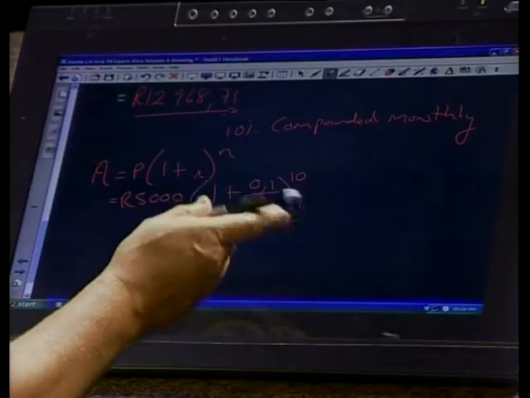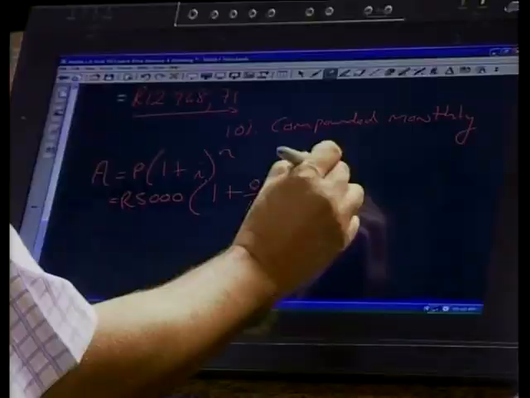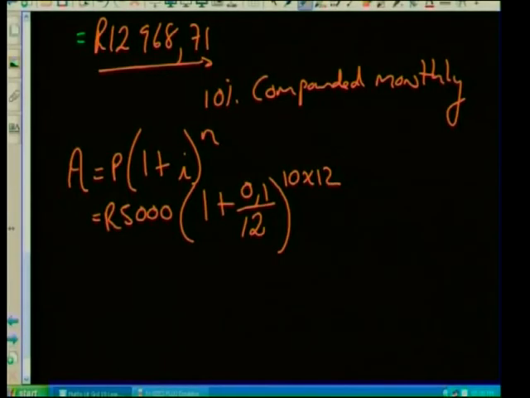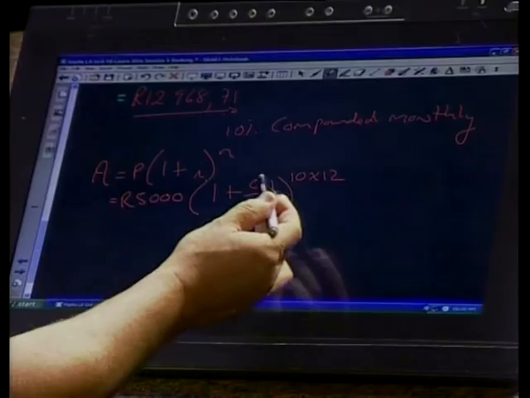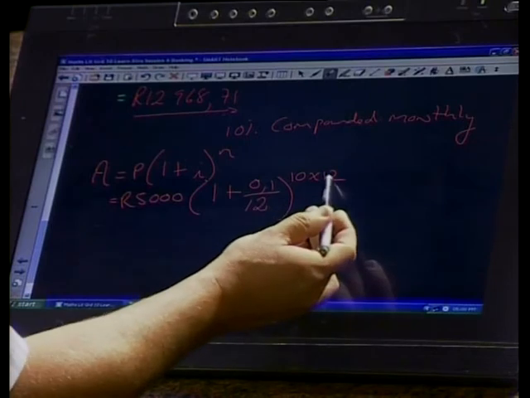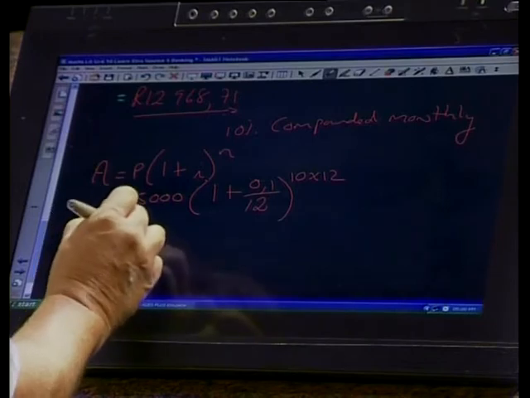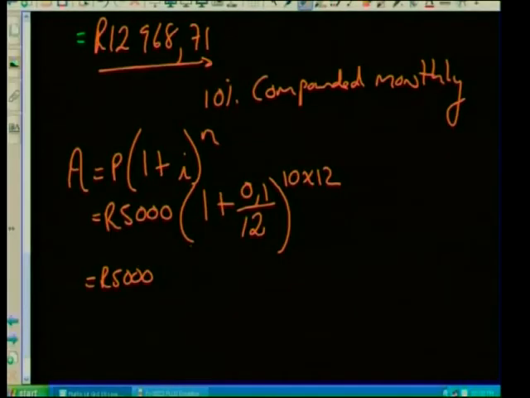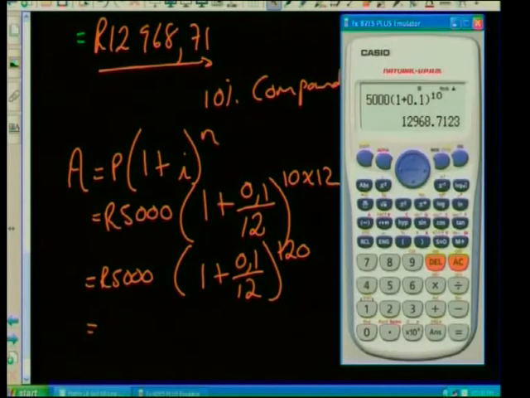Let's have a look here. So I'm doing it for 10 years, but every year I'm doing it 12 times. Now look carefully. If I divide the interest by 12, I'm timesing my period by 12. So 5,000(1 plus 0.1 over 12) all to the power of 120, equals, let's have a look at what my answer is going to be.